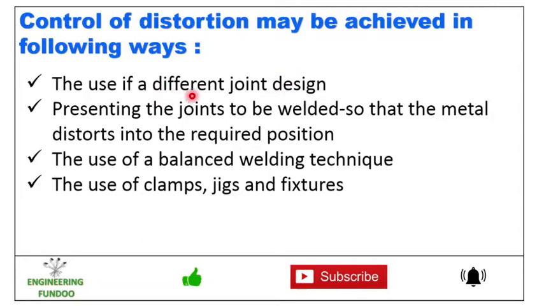The use of a different joint design, then presetting the joint to be welded so that the distortion brings the metal into the required position, then use of balanced welding technique, and use of clamps, jigs and fixtures. Friends, we will see these techniques one by one.